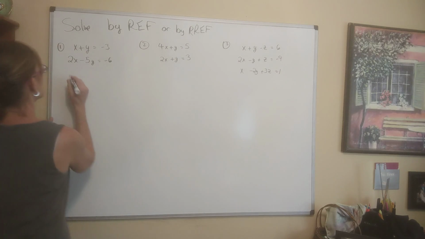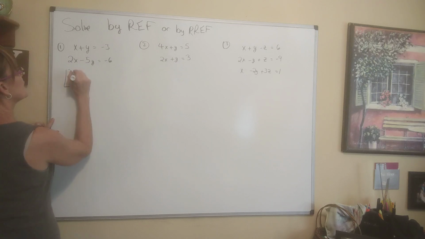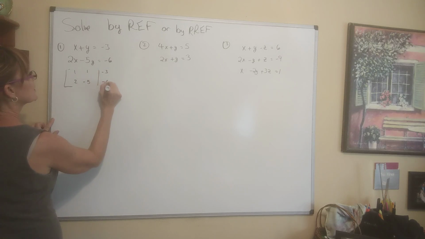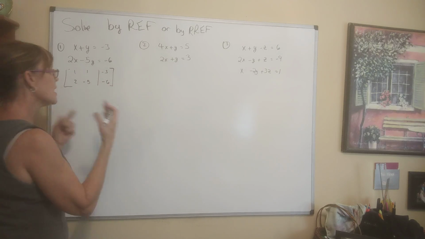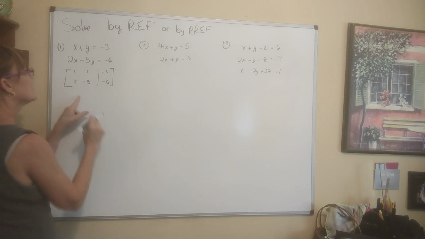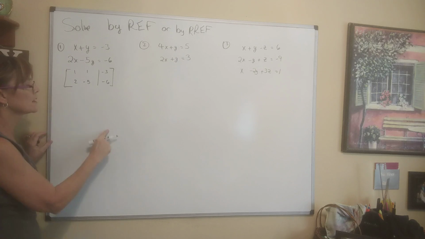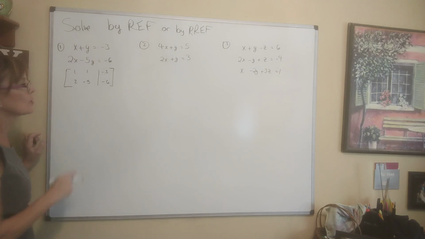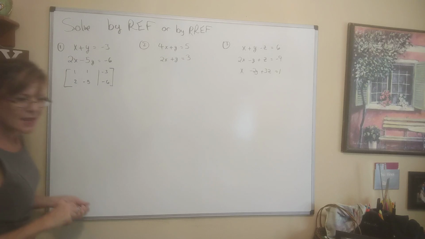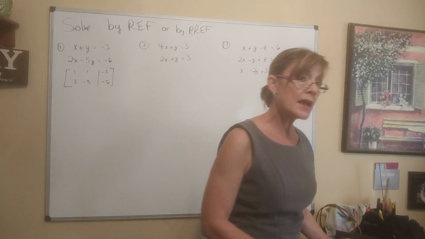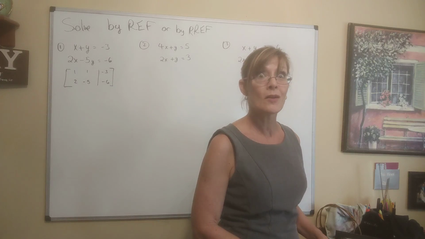So, let's do that. The augmented matrix for this one would be 1, 2, 1, negative 5, negative 3, negative 6. So, my goal is to make this look like ones on the diagonal and zeros underneath, or ones on the diagonal and zeros everywhere. That's my goal. This is not a very hard system. I picked a simple one to show you how it would go, but imagine if it got more complicated, how long it might take.